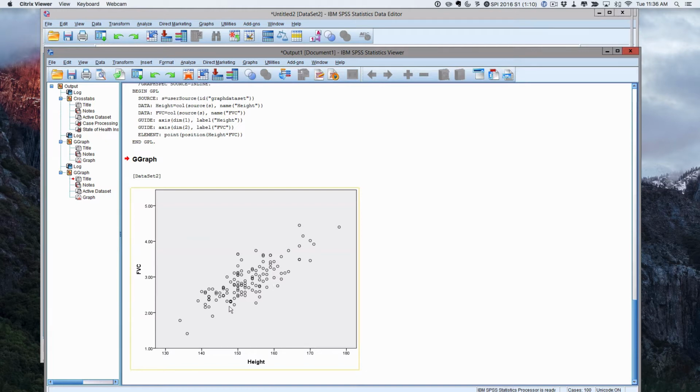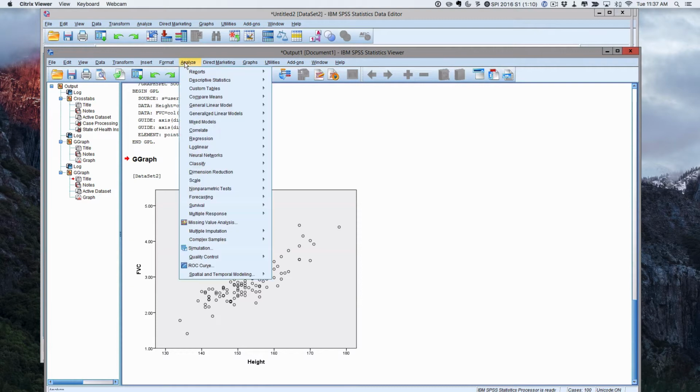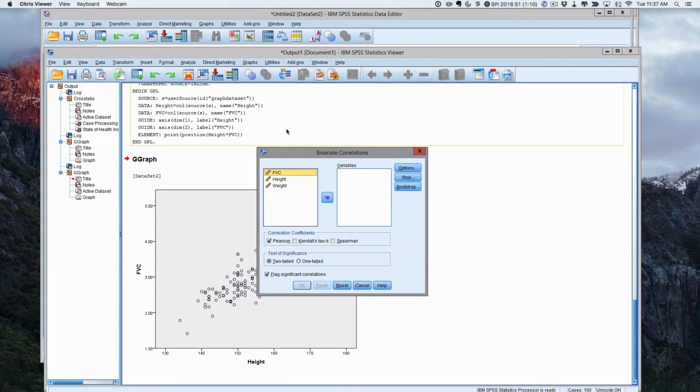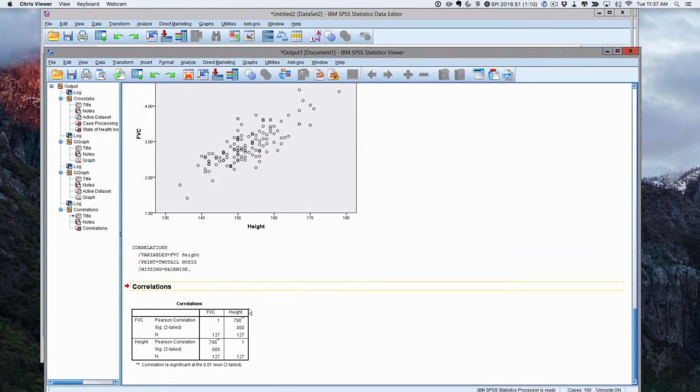But now we know that this generally looks like a linear relationship, we can actually measure that with the correlation coefficient. So to do that, we're going to go Analyze, Correlate, Bivariate. And the two we're interested in are FVC and height. Should be all we need to do. We click OK. And this gives us our output.